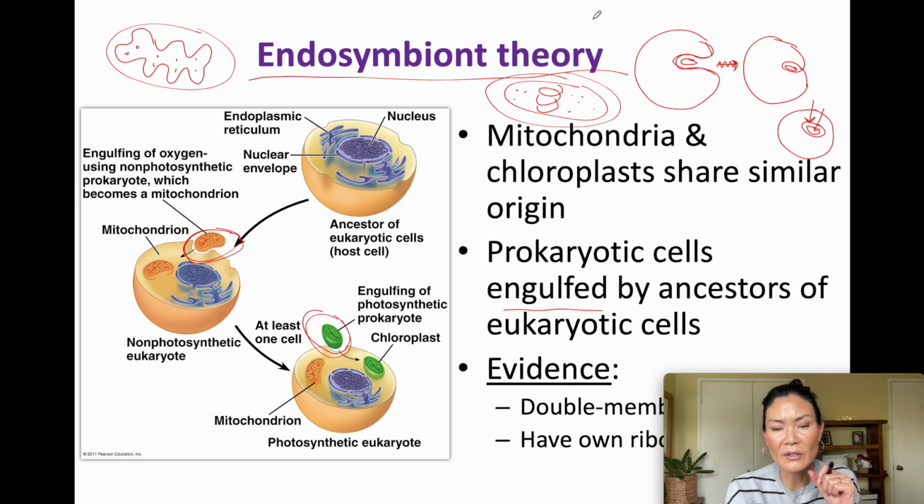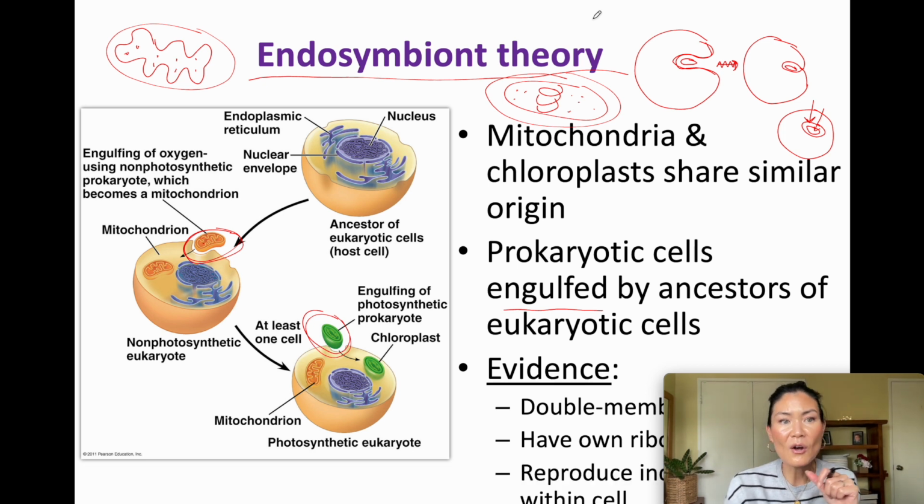in bacteria. And then also within a cell, mitochondria can divide and reproduce very similarly to the way that bacteria do. Same with chloroplasts. They reproduce within the cell, just like bacteria do.